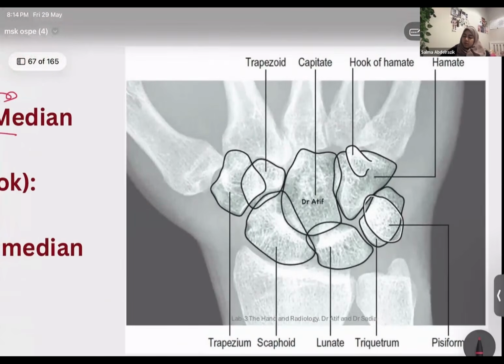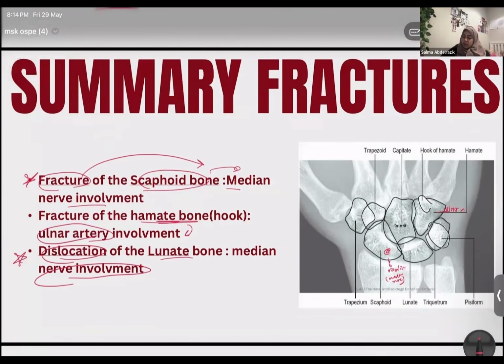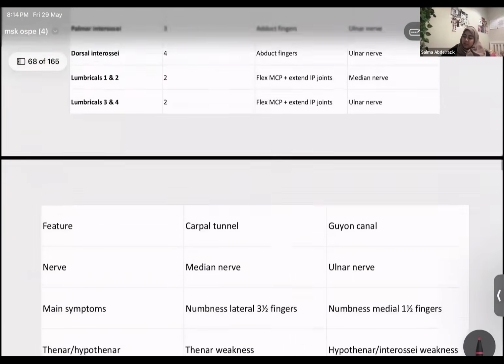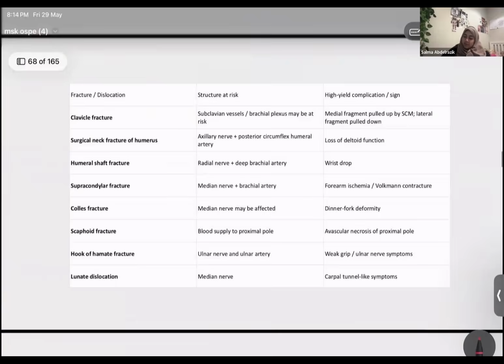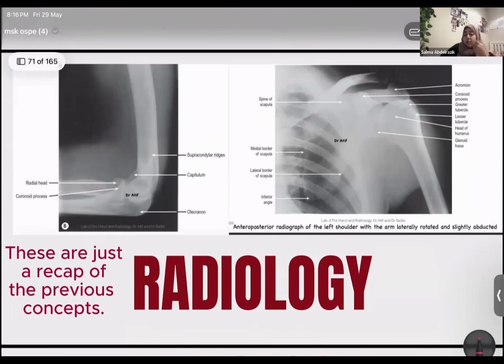Remember this picture? We said scaphoid will affect the median nerve because it's near the radius. And we said the hamate is towards the outside, so it's ulnar nerve. Cool? And lunate as well is towards the radius side. And this is just a table I made, so it's easier for you guys to understand what I'm talking about. And these are some radiology slides that I honestly did not know where to include, but here they are.